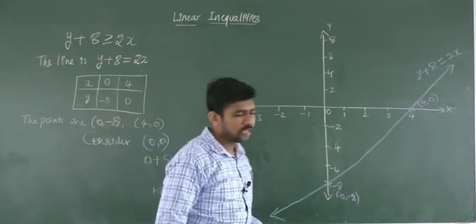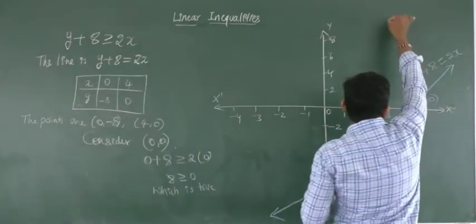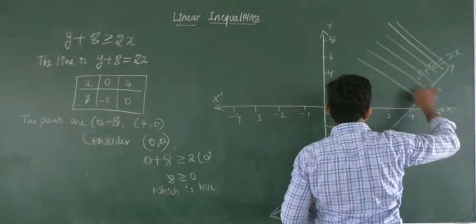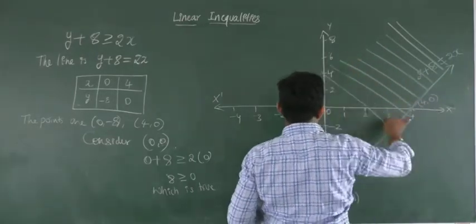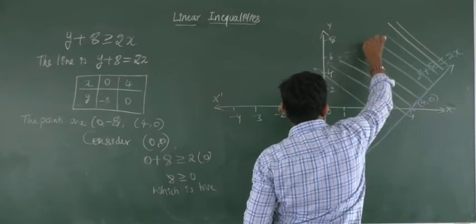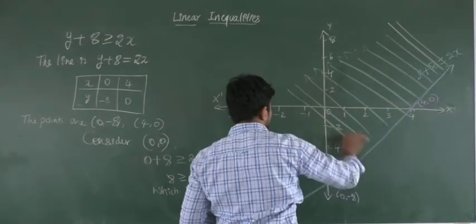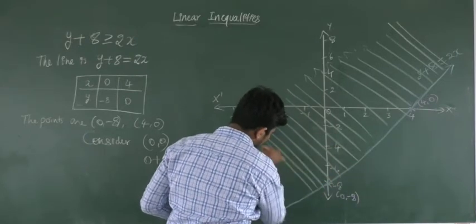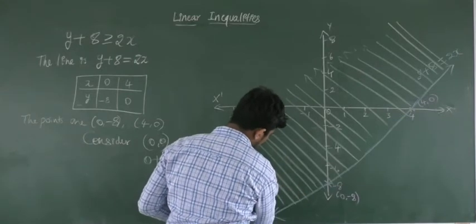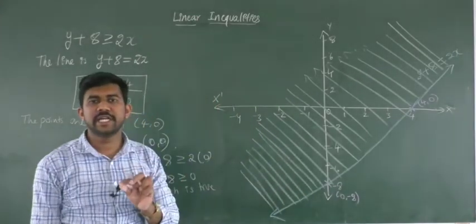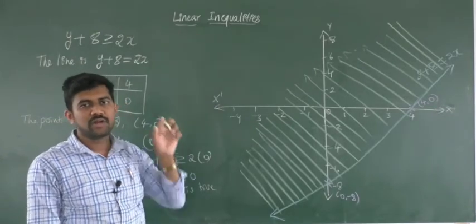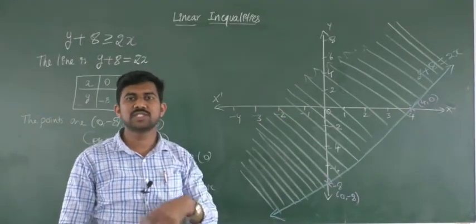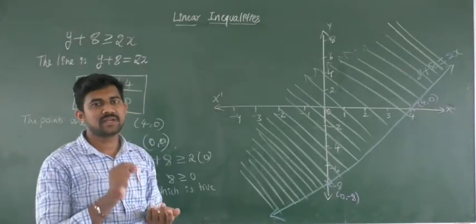So now shade the solution region. Shade this region, the upper half plane. You can continue this line. You can give the conclusion: the shaded region is the solution region, or the solution region is towards the origin, or the solution region is the upper half plane. Anyway, you can give the conclusion here.